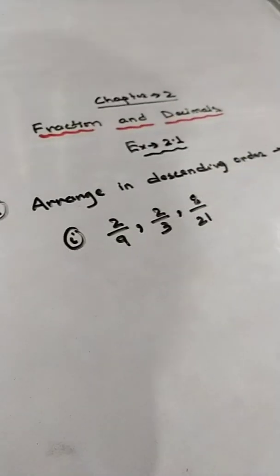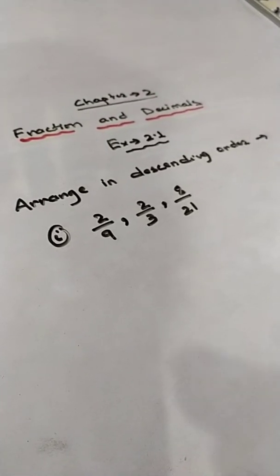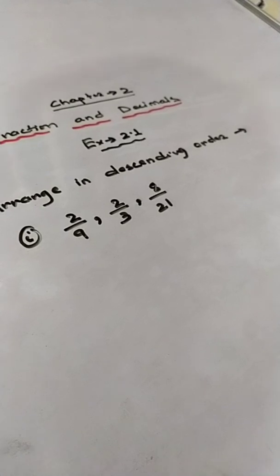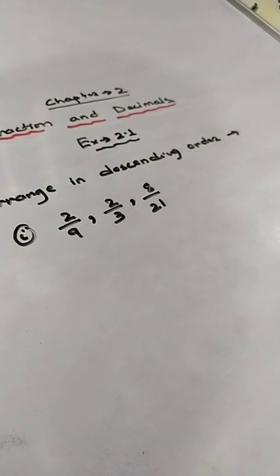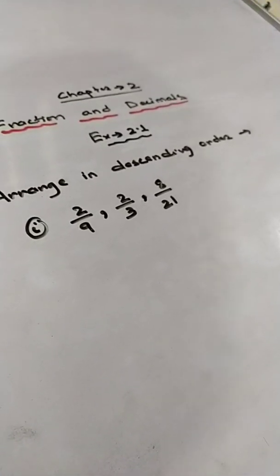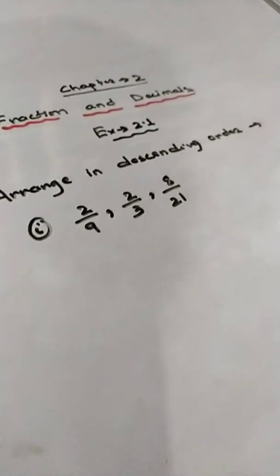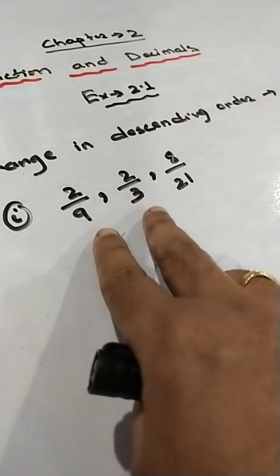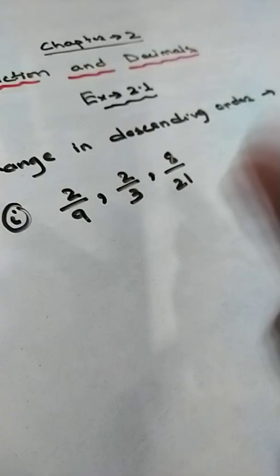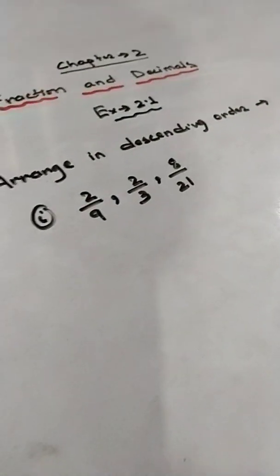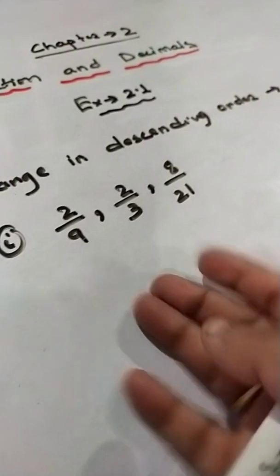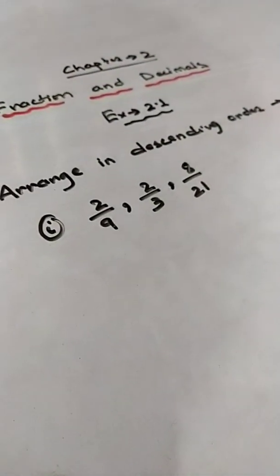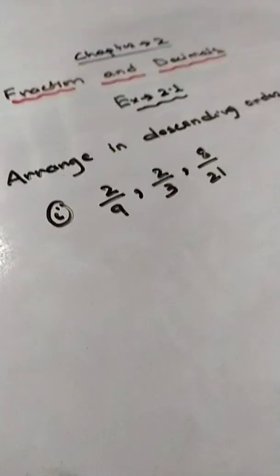Question number 2 asks us to arrange the following fractions in descending order. What do we mean by descending order? That is, bigger number to smaller number. But they have given you 3 fractions, and it is not very easy to understand which fraction is the smallest and which is the greatest. So how do we make our work a little easier?